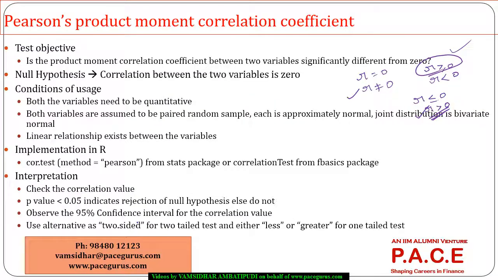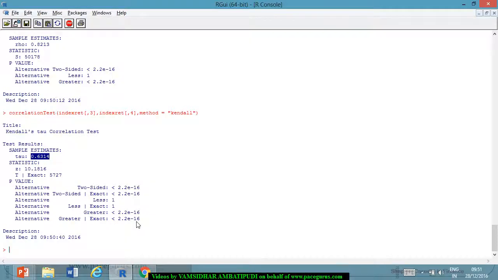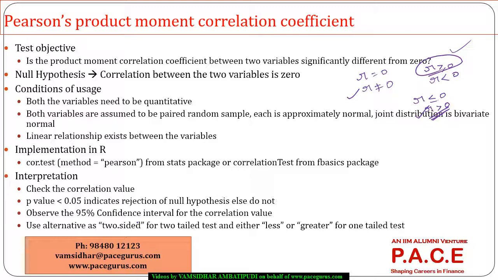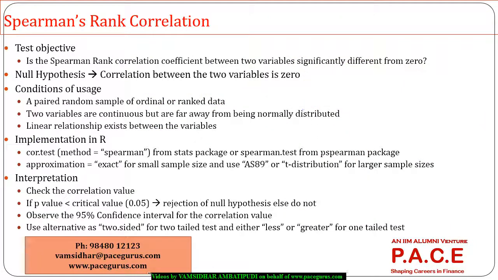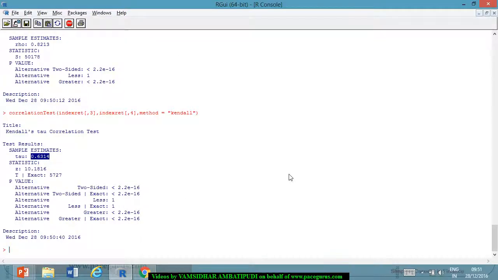And in all the cases, I could see that the p-value is very close to 0, which is an indication that I should reject the null hypothesis and go with the alternate hypothesis itself. So wherever the p-value is less than 0.05, I will reject the null hypothesis and take my decision in favor of the alternative hypothesis. Right? So that is what the F basics package is doing with respect to correlation test. Similarly here, for Spearman, I have one more package called the Spearman package. So I can very well talk about that.